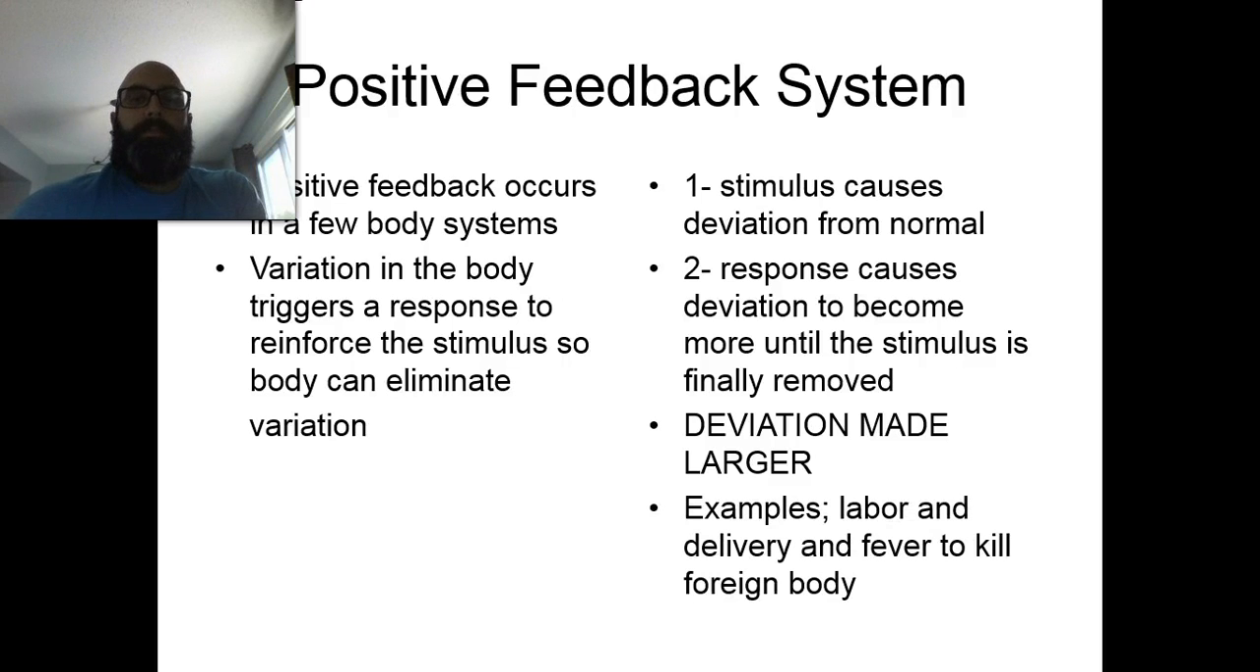The biggest example, for most people, is going to be labor and delivery, but also a fever to kill a foreign body. Most of the time when humans have a fever, we actually attempt to decrease that fever, because rises in body temperature can cause living tissue to die. But fevers actually have a positive mechanism to them. When you increase the temperature in the body, it makes it hard for foreign pathogens to survive. So you have a foreign pathogen, your body's receptors say, hey, these bacteria aren't supposed to be here, and send a signal to the brain. The brain says, let's run a fever so we can up the temperature. So the temperature of your body increases. The response is your body increases in temperature, and what it's trying to do is get rid of the bacteria. If it doesn't work, the body's temperature continually increases until the appropriate response is reached.